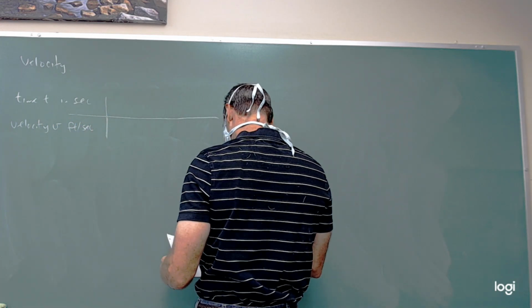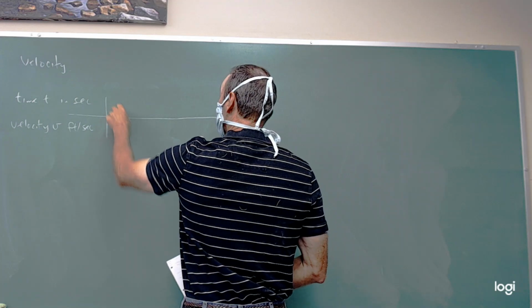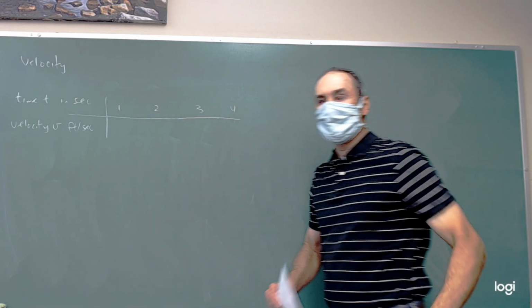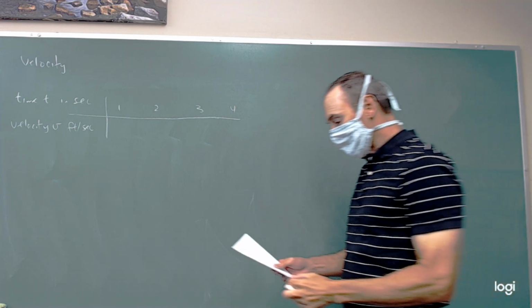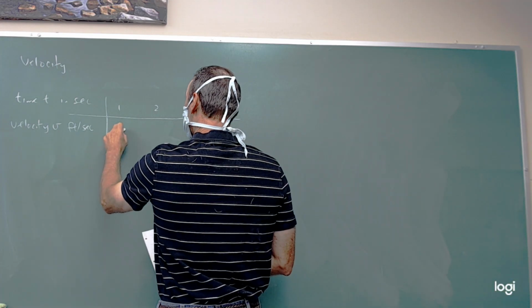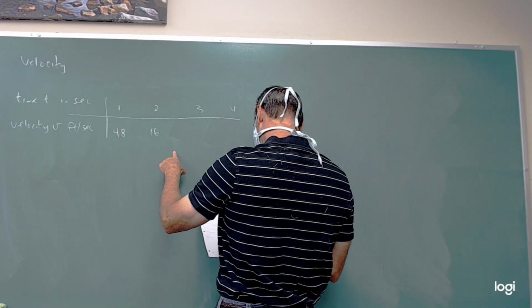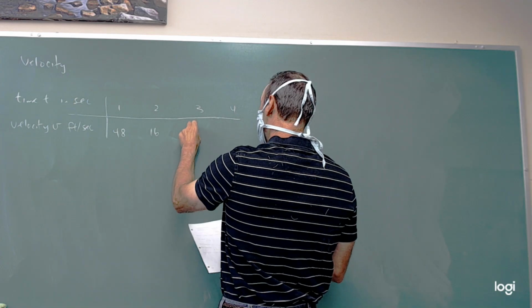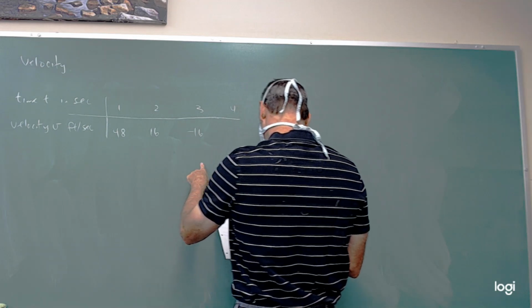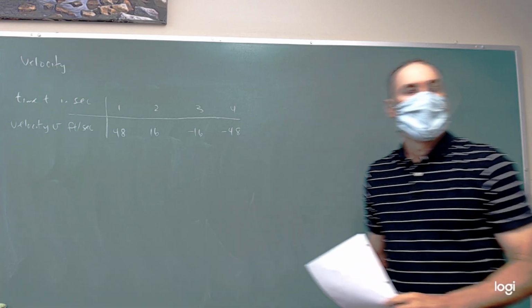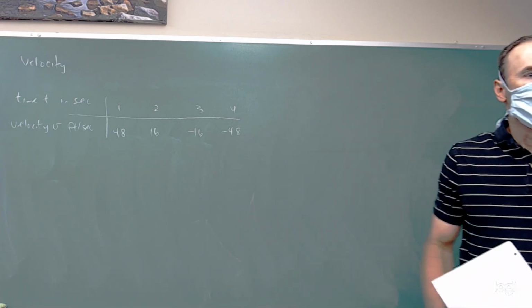And our times are going to be 1, 2, 3, 4. So there's 1, 2, 3, 4 seconds. And our velocity at time 1 is 48. At time 2 is 16. At time 3 is a negative 16, and at time 4 is a negative 48. Feel free to jot that down in your notes.